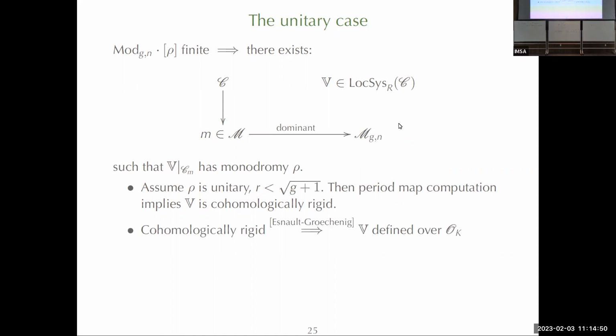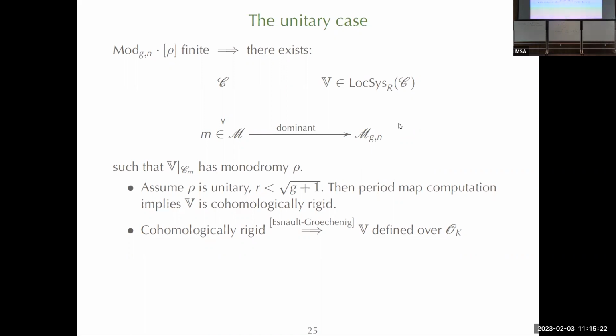So Botong told us that there's beautiful work of Esnault and Groechenig, which says that a cohomologically rigid local system, an isolated point of the character variety, is automatically defined over the ring of integers of a number field. This relies on the work on the Langlands program over function fields. So this is the arithmetic input to the argument. Right, so in this unitary case, we've achieved our first goal. We've gotten integrality.